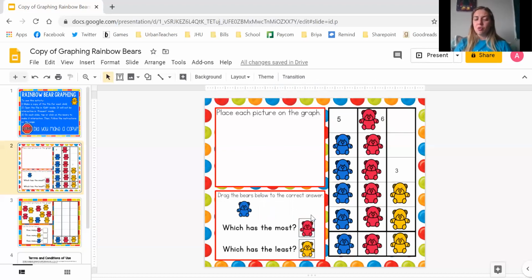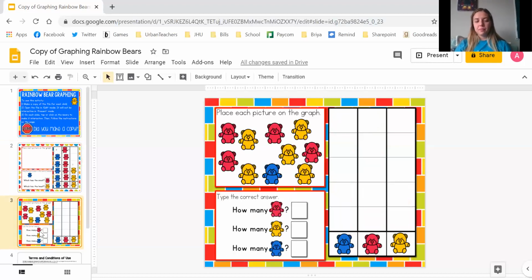Nice job, friends. You just helped me graph. Remember, graphs are things we can use to count how many items we have. Let's do another example. This time we're going to match the bears by color again, and then we're going to count how many bears and write the number. Let's start.